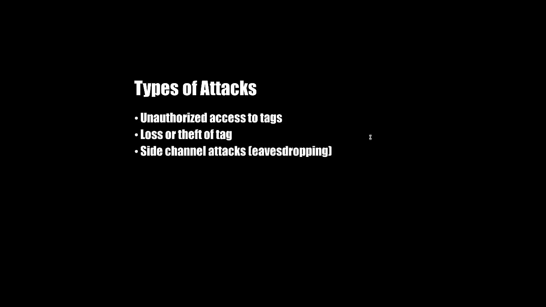Next, we're going to look at the different types of attacks that can happen to RFID technology, starting with unauthorized access to tags and loss or theft of tags, and then side channel attacks or eavesdropping, and lastly, rogue reader attacks. Now first, for unauthorized access to tags or loss or theft of tag, there are different sorts of tag protection. First, there's password protection, which you can protect with a password that only you know. And next, there's a kill switch. If you lose a tag or think it's stolen, you can kill it, and then it will be completely worthless.